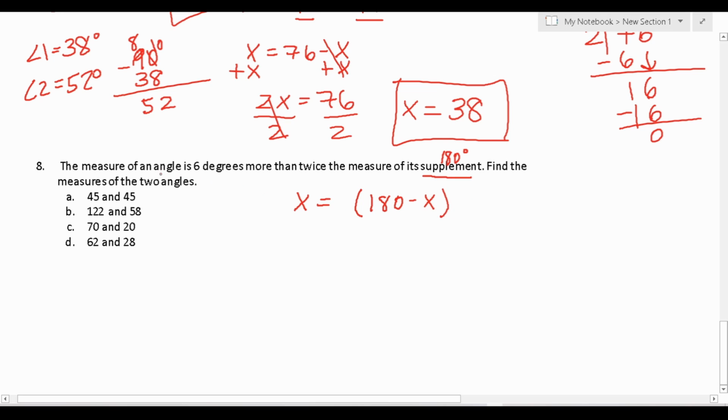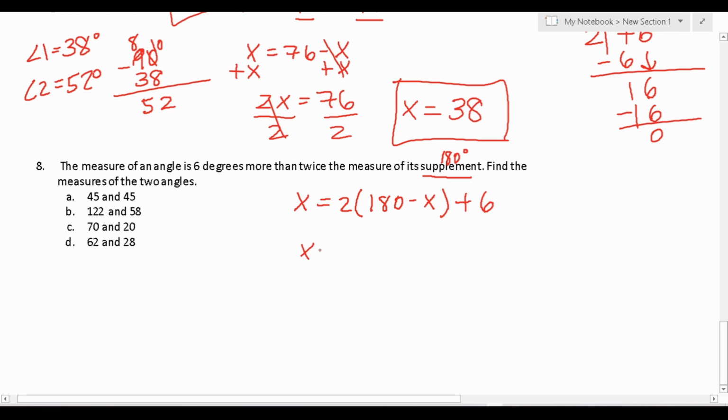And in addition, we're told that it is twice the measure of its supplement, so we're going to put a 2 right there. And 6 degrees more than twice the measure of its supplement, so that means we're going to add a 6 here as well. Okay, and just like that, I represented this word problem algebraically, which is going to enable us to solve for x, which will enable us to find the measure of these two supplementary angles.